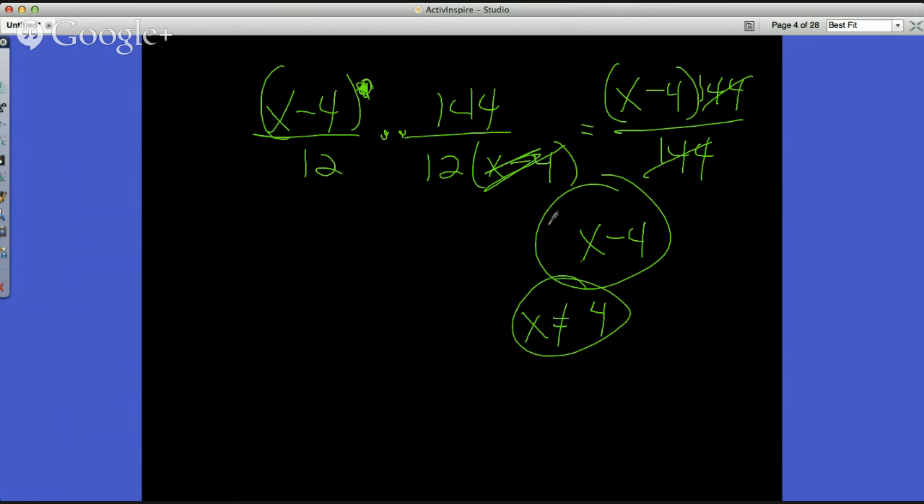Just 4, right? Even though this canceled out, if you plugged it in, even though it's canceled out, if you put a 4 in, x could not be equal to 4 on that. Okay?